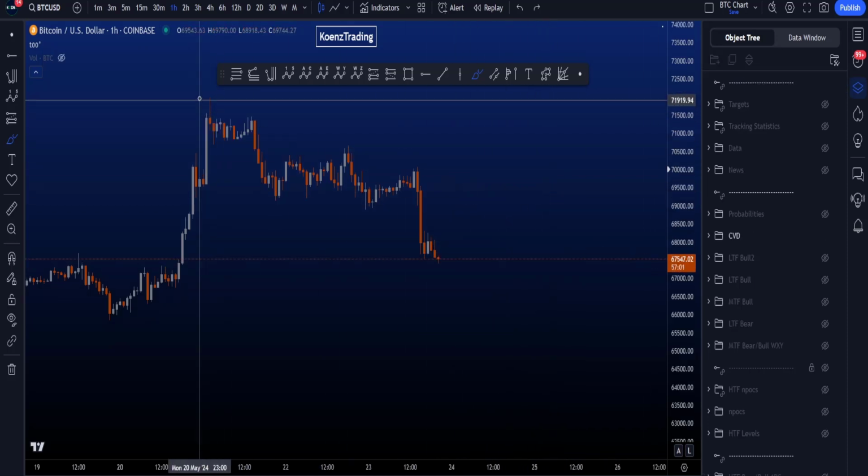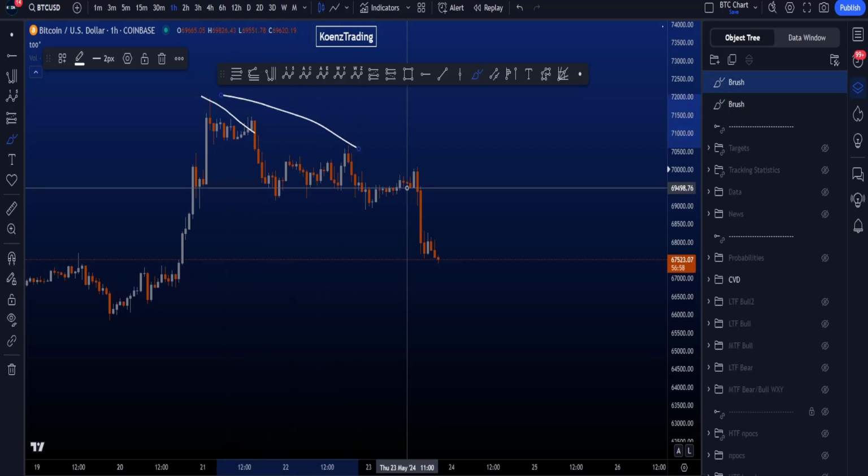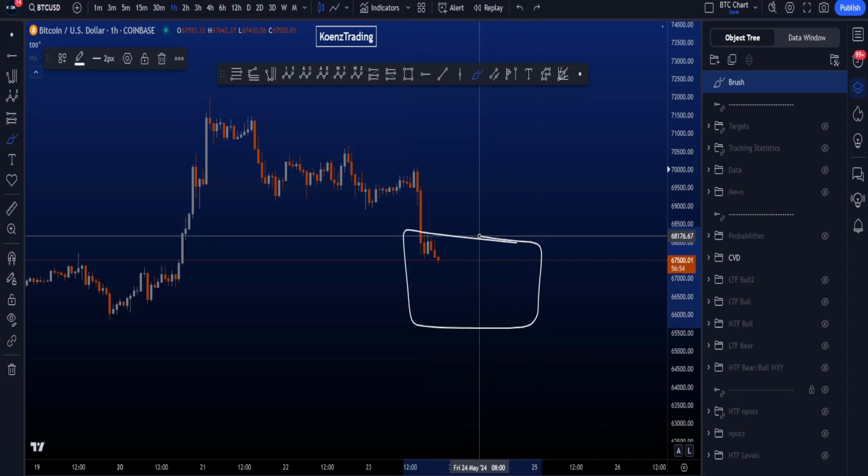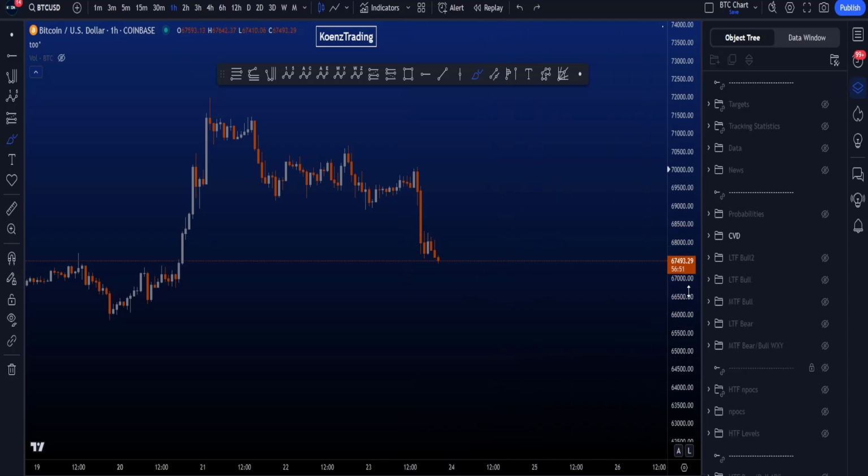Looking at the CVD divergences, the bigger bearish CVD divergences have played out with the move towards the downside, and now we need to wait for a range to form to reanalyze the CVD.